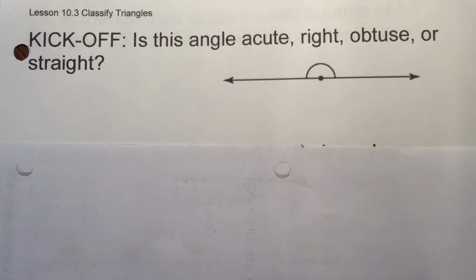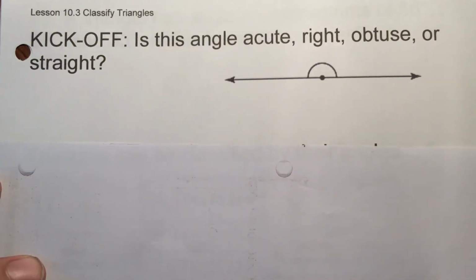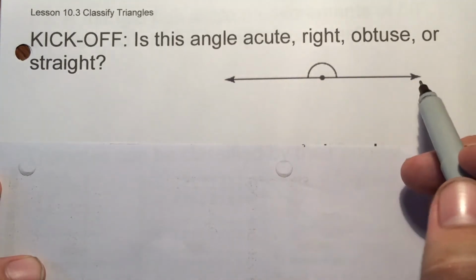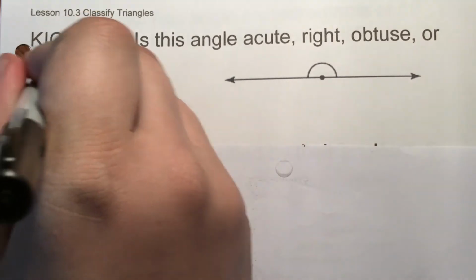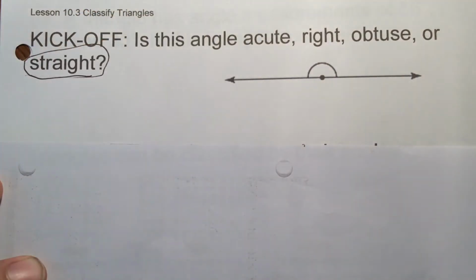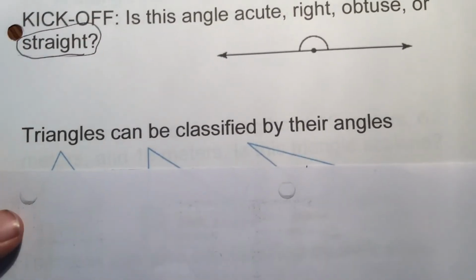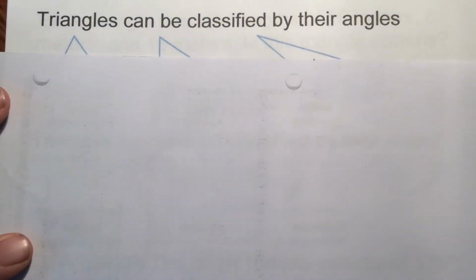So, continuing on, talking about angles last time, just to wrap that up: acute, right, obtuse, or straight. Again, making that straight line, it's 180 degrees, so straight angle. Now, shifting into triangles here. We're just going to focus on triangles.